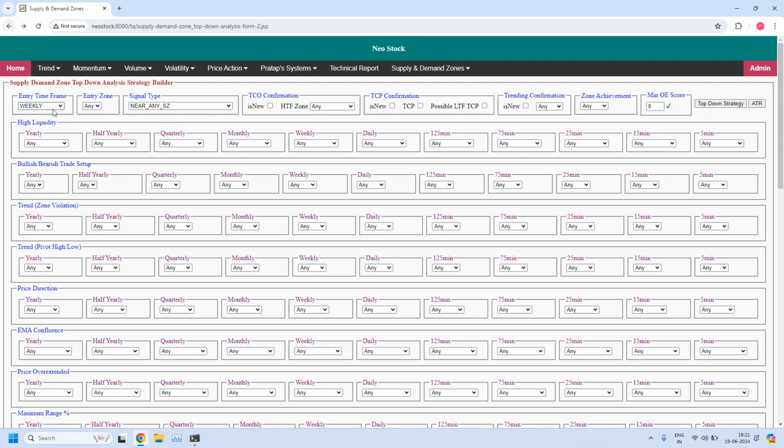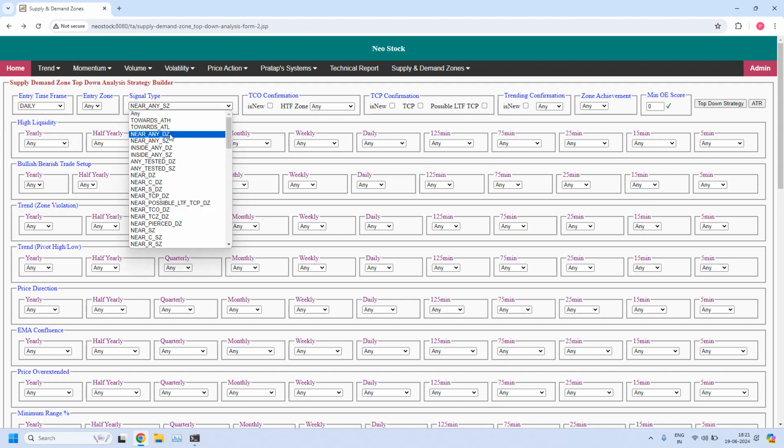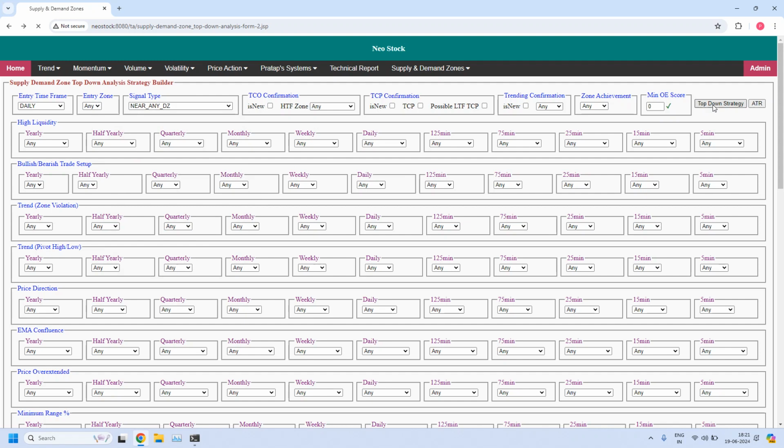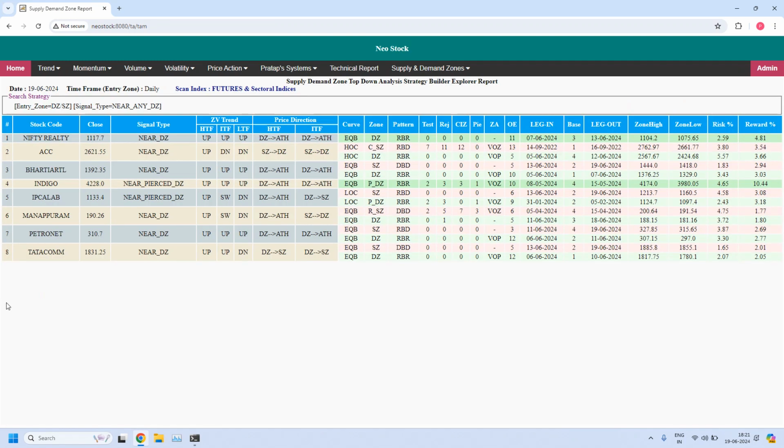So I'm going back, changing the time frame to daily. Entry time frame is daily. Let us find the stocks near daily demand zone. 8 stocks are filtered. Now let us identify the high liquidity daily demand zones from this list.